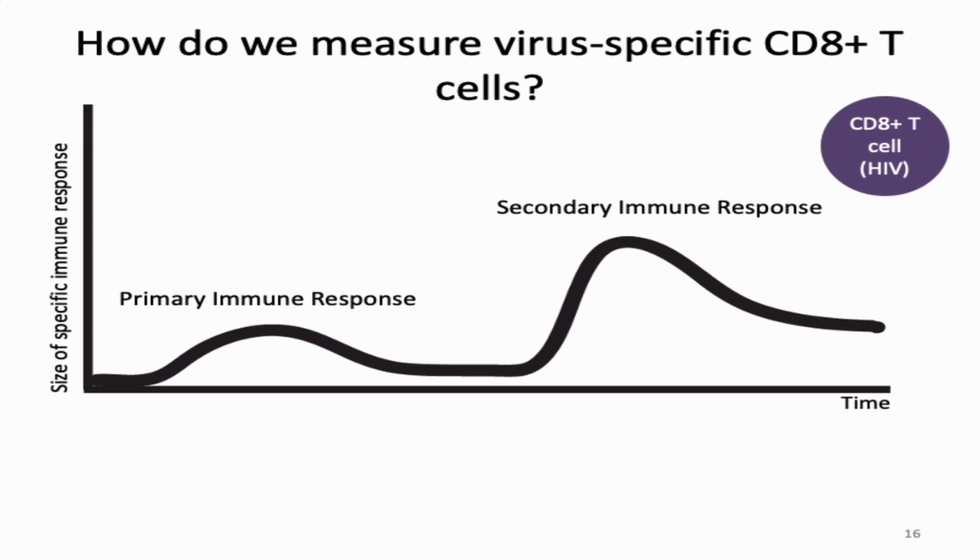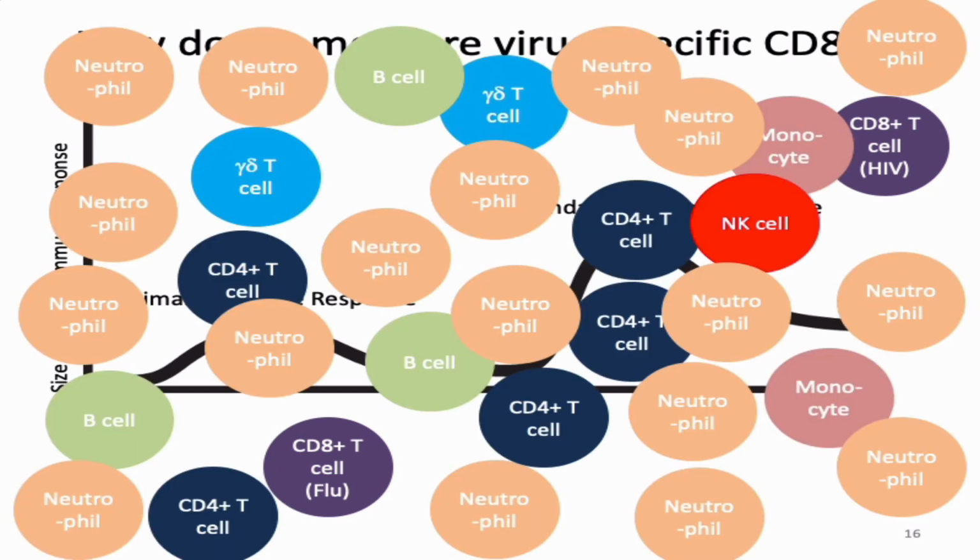Said graph exists. It actually goes out for a few hundred days. But what that means, for me to make that graph, I had to have a way to tell the difference between the CD8 positive T cell that responded to my virus of interest, HIV, and tell the difference between that CD8 positive T cell and the one that bound to flu. And I needed to know how to count those T cells when there's also CD4 positive T cells and neutrophils and NK cells and gamma delta T cells and B cells and monocytes and all of those things.